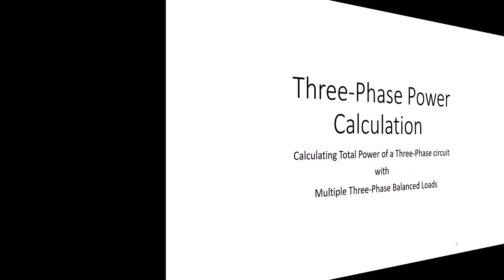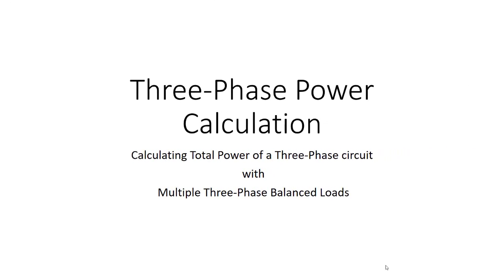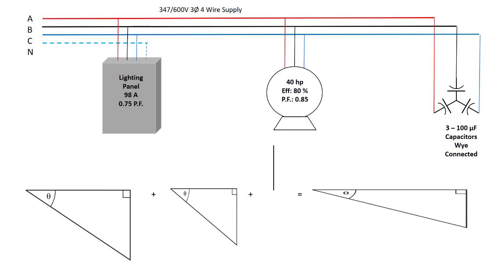We are looking at three-phase power calculations, and in this example we are going to be calculating the total power of a three-phase circuit with multiple three-phase balanced loads. So let's have a look at what we're talking about. In this case we've got a 347/600 volt supply, three-phase 4-wire.